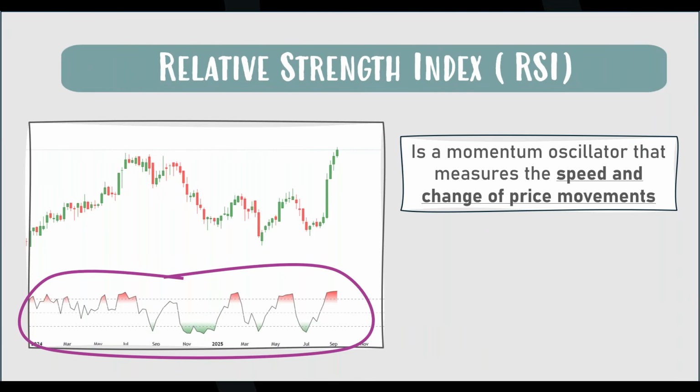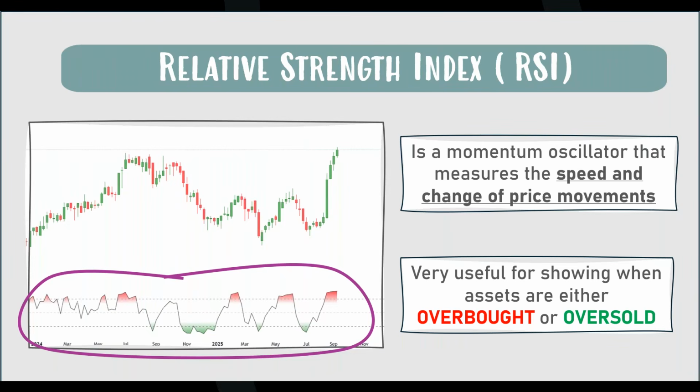I'll just say stick to 3. So it's very useful in showing when assets are either overbought or oversold, which is really what you want to know, because not only does it say that, it says to you, is it the time? It's kind of like, is it the time to buy now? And if it's overbought, then it's not the time to buy. And if you're trying to sell, and if it's oversold, it's not the time to sell.